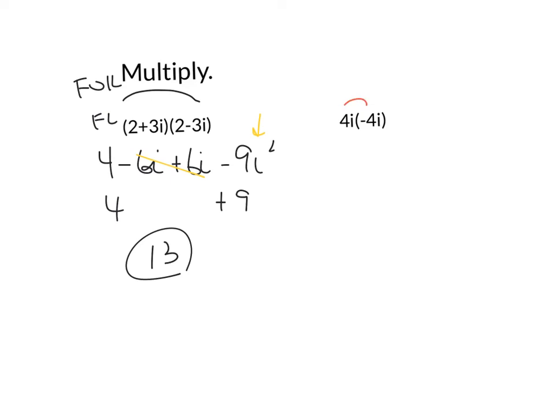Okay, second one here. If I multiply these two, these are conjugates because they change the sign on the imaginary part. So if I multiply those two, I do get negative 16i squared. Don't forget i squared is negative 1. Negative 1 times negative 16 would be positive 16, and that's all you got.